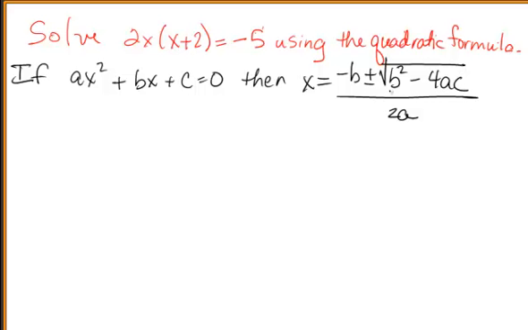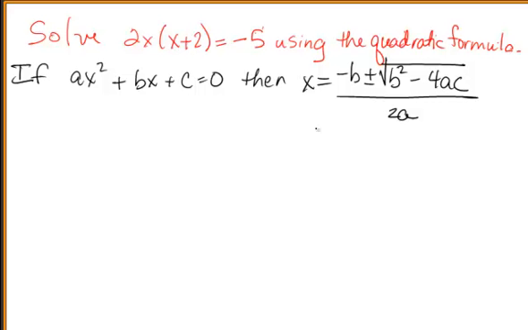Now the quantity under the square root, the b squared minus 4ac, is sometimes called the discriminant, because if that quantity is positive, we get two real answers. If b squared minus 4ac equals 0, then plus or minus 0 means we get one real answer. And if b squared minus 4ac is negative, the square root of a negative is imaginary, and we get two complex but not real answers.